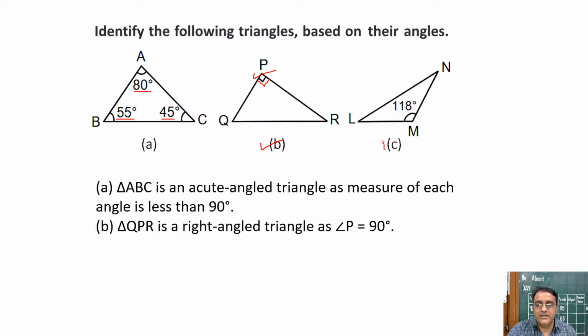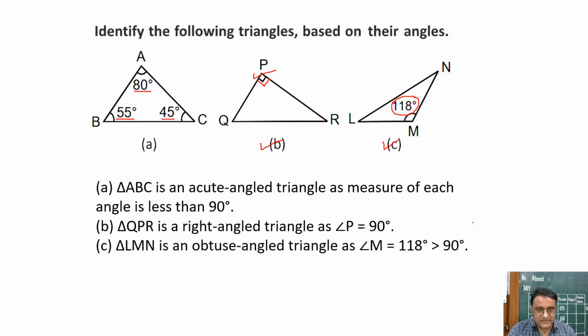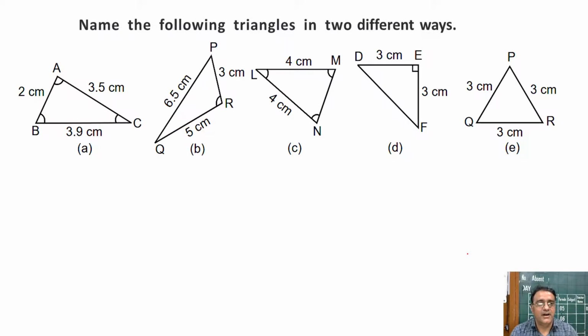And in the last one, this angle is an obtuse angle. So एक obtuse angle है. Right, because one angle M is an obtuse angle. Okay, triangle LMN is an obtuse angle triangle as measure of angle M is greater than 90 degree, that is 118. Okay, so we'll see one more question.